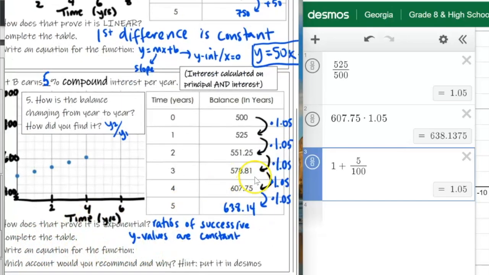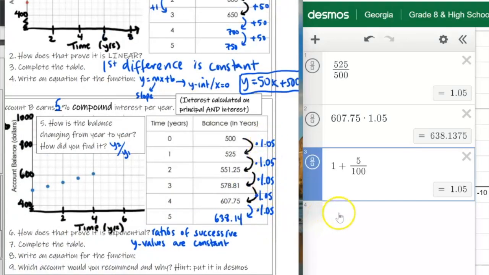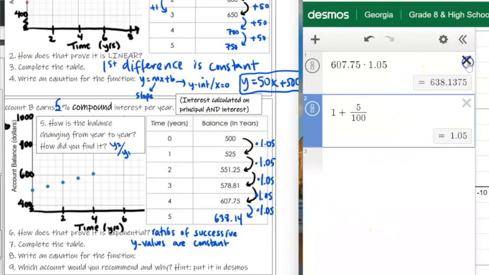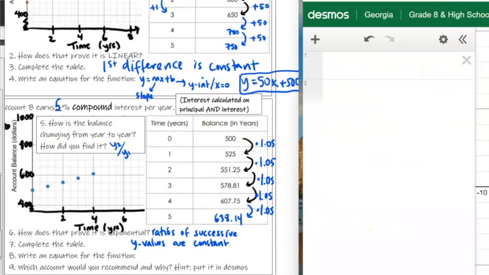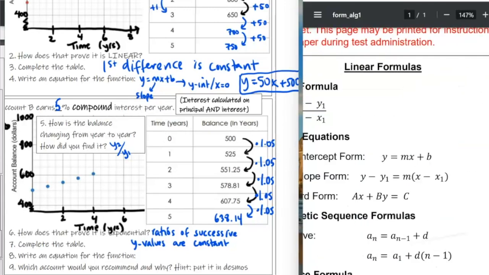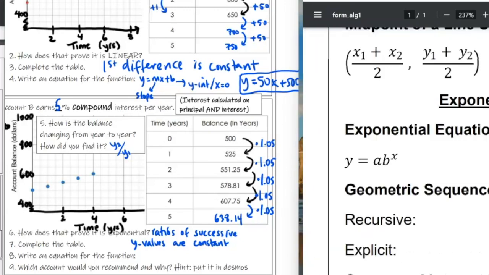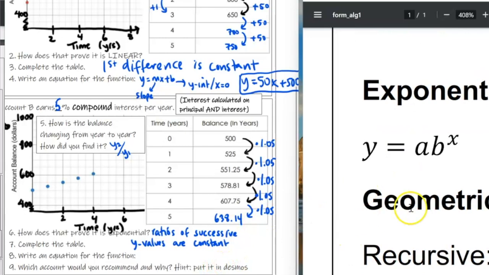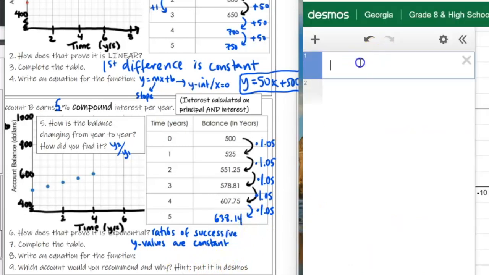Well, I know since I'm multiplying each time by the same number, this is an exponential function. So we're going to start off with, what is an exponential function? Let's go ahead and find it. Here's an exponential function, and we've done a lot of that. So we know that y equals a b to the x power. Okay, that's my exponential function. Now I just need to put the numbers in there.